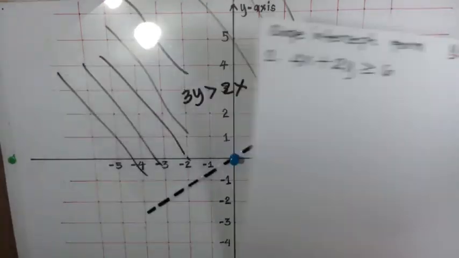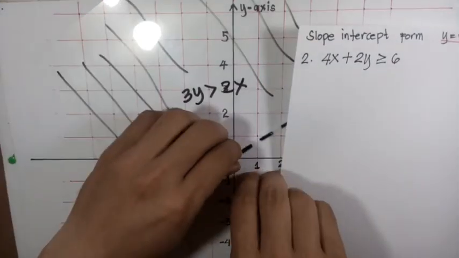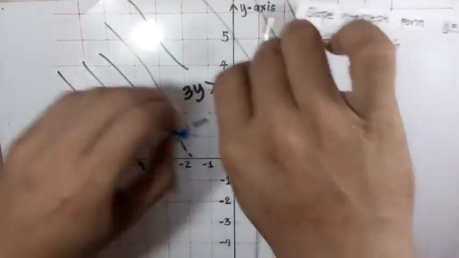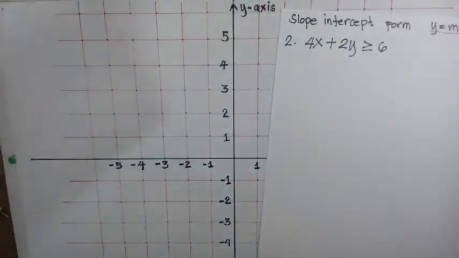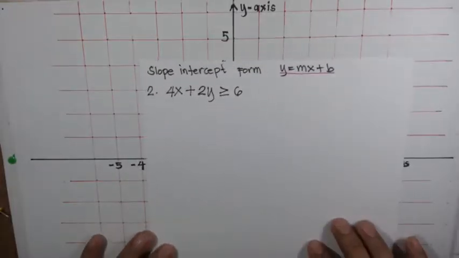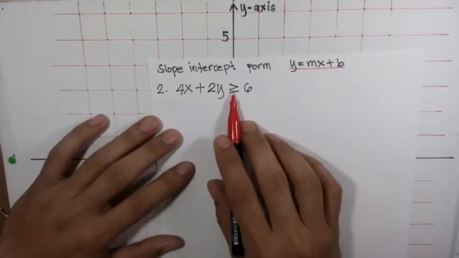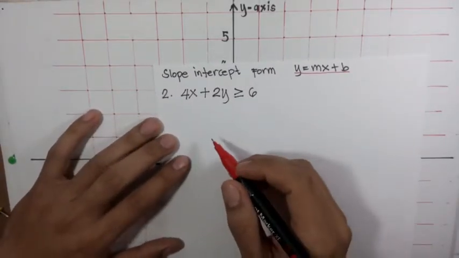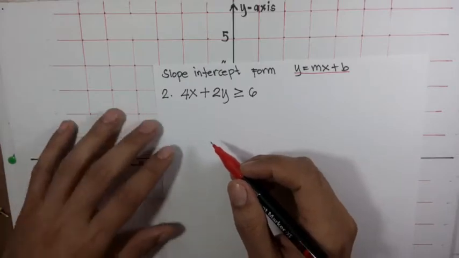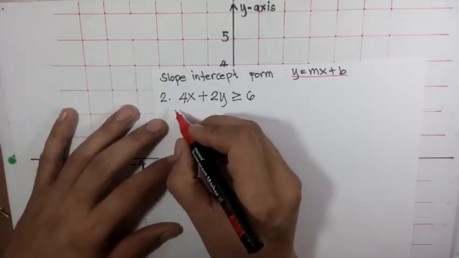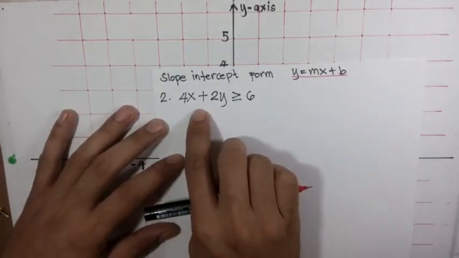Now let's go on to the second. Here, I'll pull this one up so that we can work with our second example. Our second example is 4x plus 2y is greater than or equal to 6. The first thing that we are going to do, since we are going to use the slope-intercept form, is transform this into slope-intercept form.